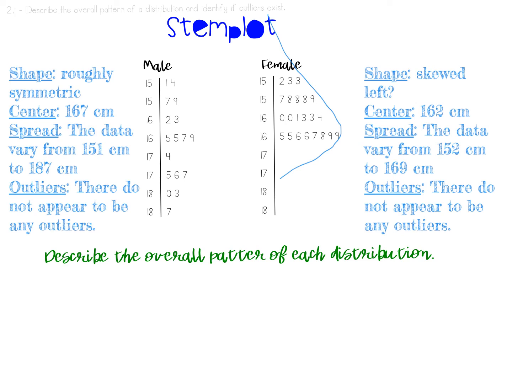So, with that being said, let's go back to our original question: who's taller, the males or the females? Now that we've identified the overall pattern, can we use that information? When I look at the center, 167 to 162, my inclination is that the males might be taller. When I look at the distribution, they spread out a little bit more because these are side by side. So let's look at another kind of stem plot that will help me see it even better.